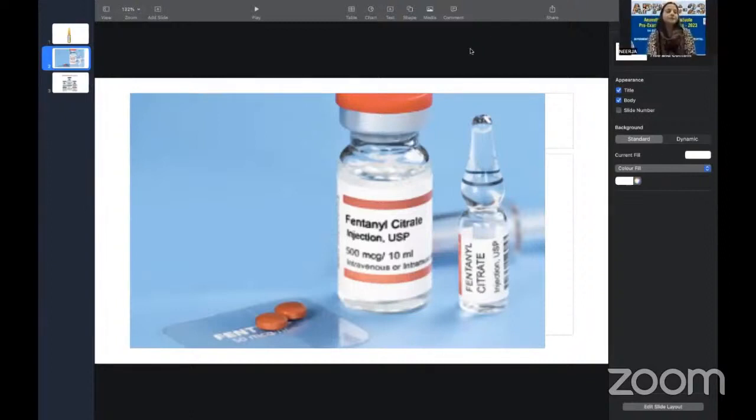Ma'am, the drug in the given image is fentanyl citrate. The formulation available in our hospital is in 2 ml and 10 ml ampules, of 50 microgram per cc. The dose of this is 1 to 2 microgram per kg. We routinely use this drug in anesthesia.